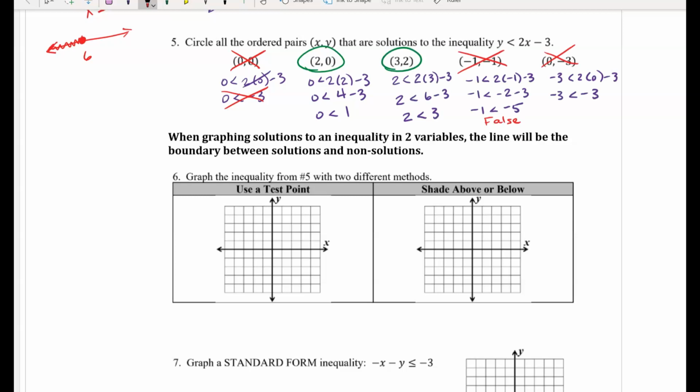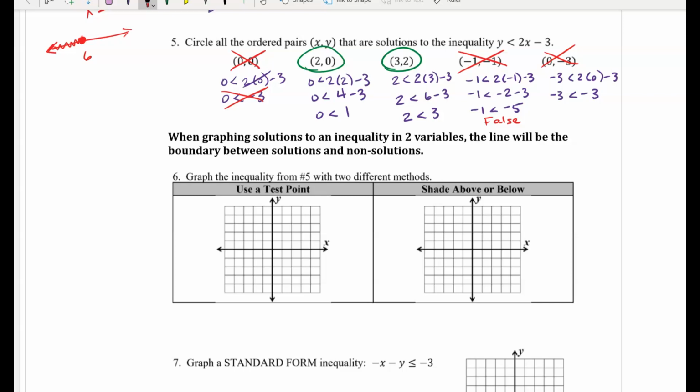Go ahead and check your results with mine. Make sure that you're substituting the second value in the ordered pair for your y and the first value in the ordered pair for the x. If you get those backwards, then it doesn't mean the same thing.